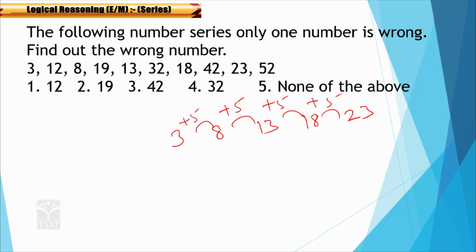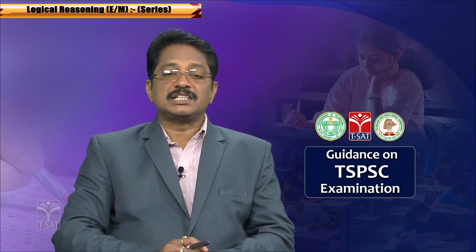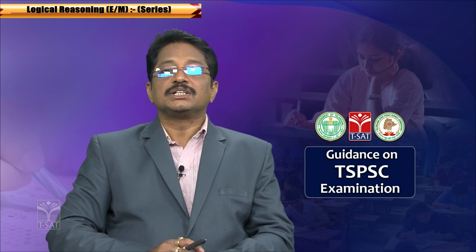Now I am taking the remaining numbers. Here 12, 19, 32, 42, 52. If you observe, the difference between 42 and 52 is 10. The difference between 42 and 32 is 10. So the difference should be the same, 10, so instead of 19 there should be 22. Then the difference between 32 and 22 is 10, and between 22 and 12 is 10. Is it clear? If you want to follow the same pattern throughout the numbers, instead of 19 there should be a 22. So the wrong number in this is 19. You have to identify which number is wrong, because we have to follow the same rule among all the numbers. Clear? Okay.